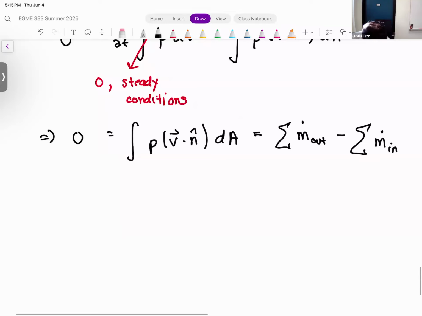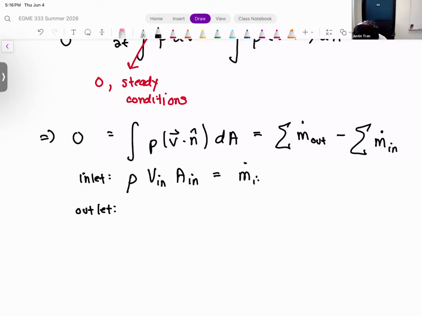At our inlet, we only have one. We know the inlet has an 8-inch diameter, but let's do it in terms of area first. So m dot in is just the product of the density multiplied by the average velocity at the inlet multiplied by the area. Same thing for the outlet: m dot out is the density multiplied by the velocity at the outlet, multiplied by the area at the outlet.